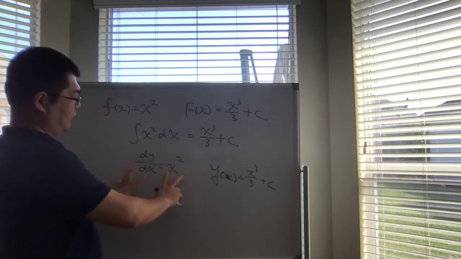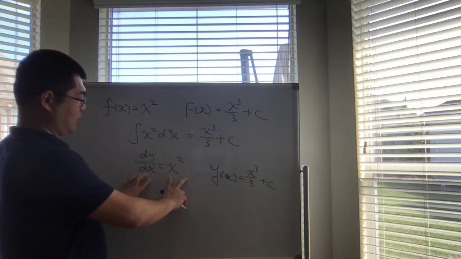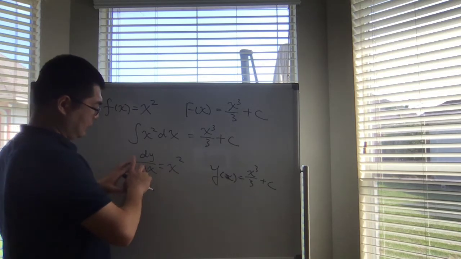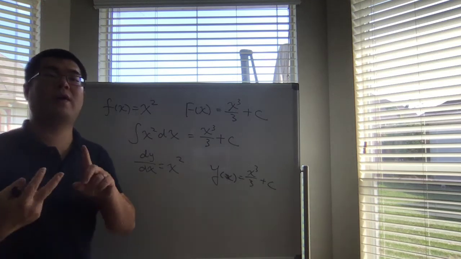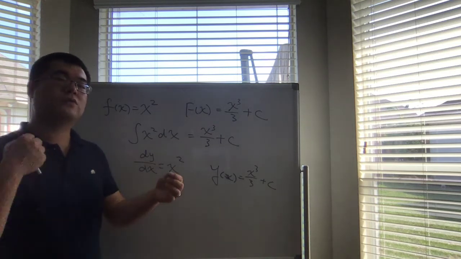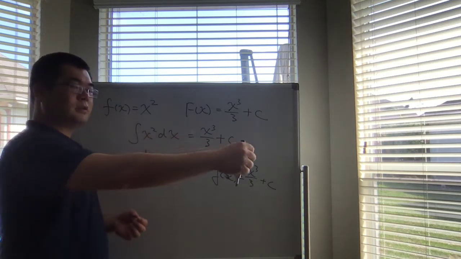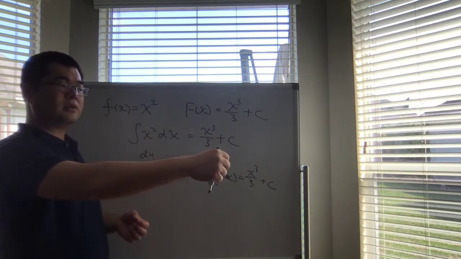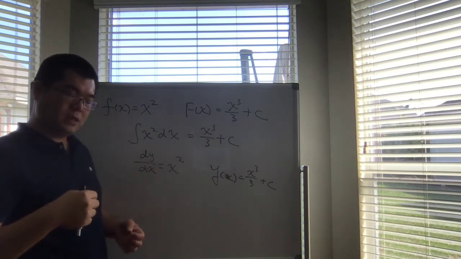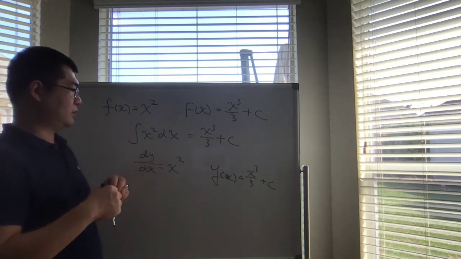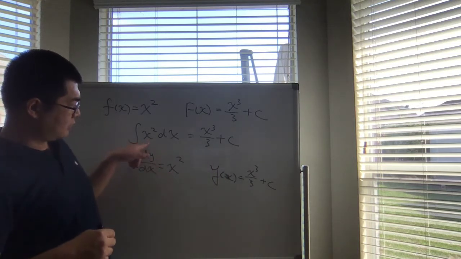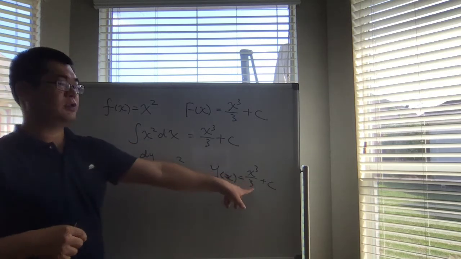If you integrate both sides with respect to x, on the left-hand side you have an integration and you have the derivative. Those two are going back and forth in opposite directions, so those two cancel. The right-hand side is just the integral of x squared dx, which is here.